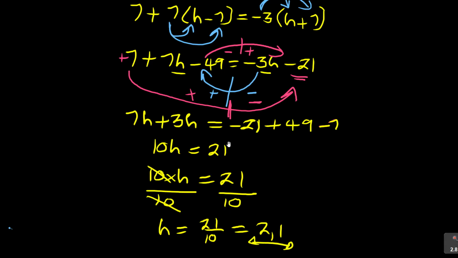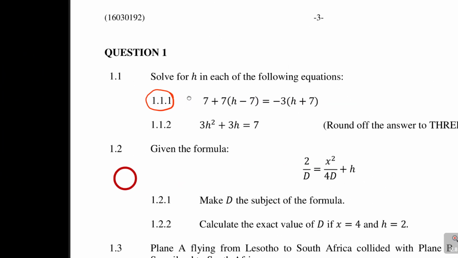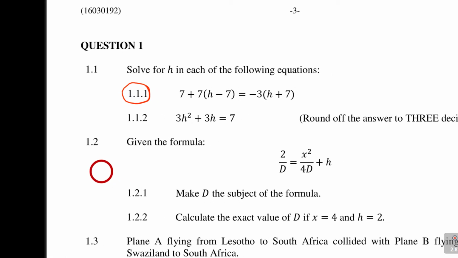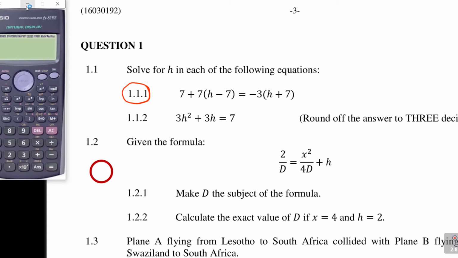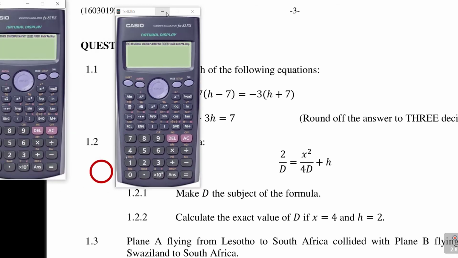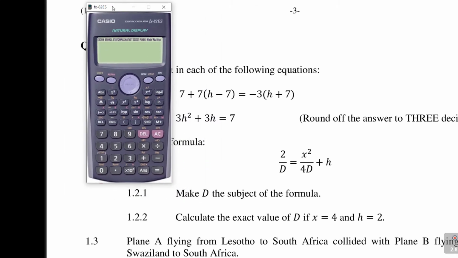I mustn't spend much time here, but don't leave your answer like that. Test it. So what you do, you've got your calculator. Where there is h, you're going to put 2,1 or 21 over 10. So let's do that with the calculator here. So what I have is 7 plus 7, and then bracket is h. That's why I put 2,1.